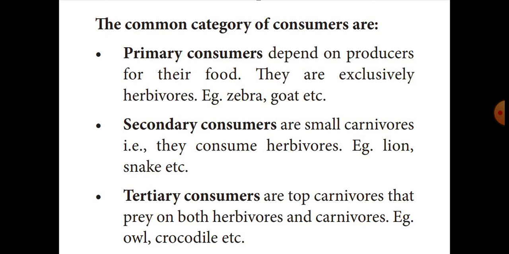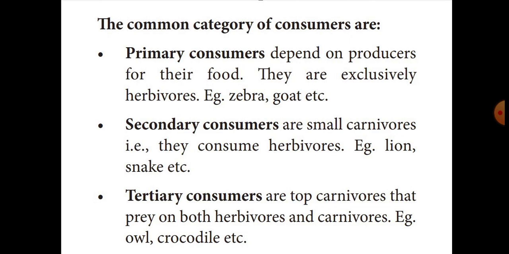Primary consumers depend on producers for their food, for example zebra, goat, etc. Secondary consumers are small carnivores, that means flesh eating animals, for example lion, snake, etc. Tertiary consumers are top carnivores. They prey on both herbivores and carnivores, for example owl, crocodile, etc.